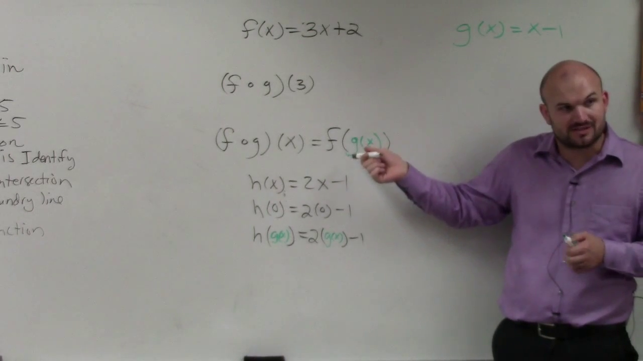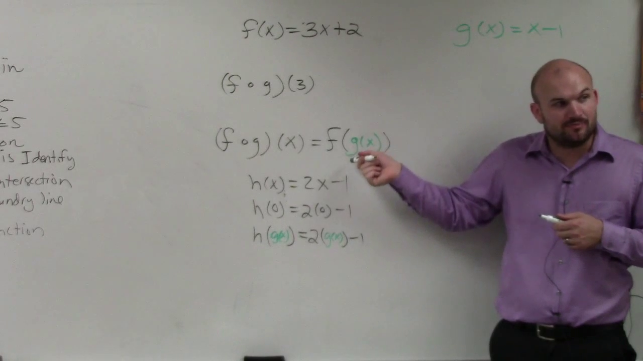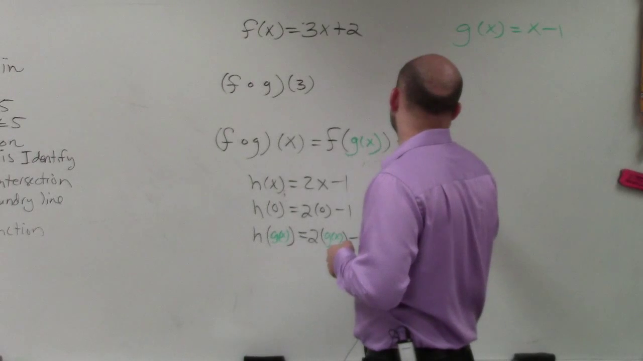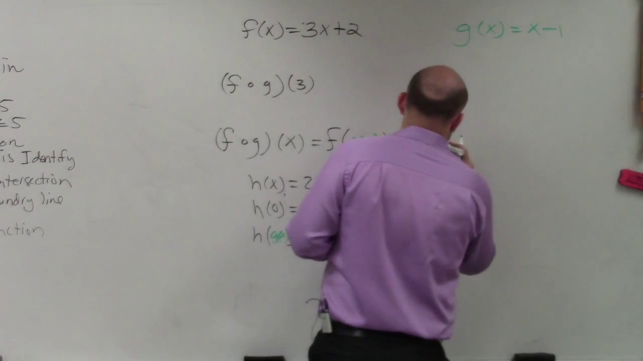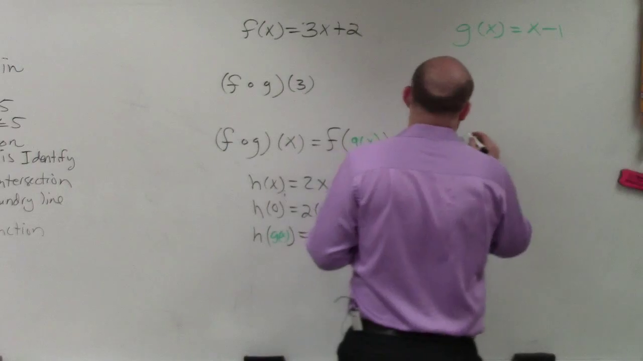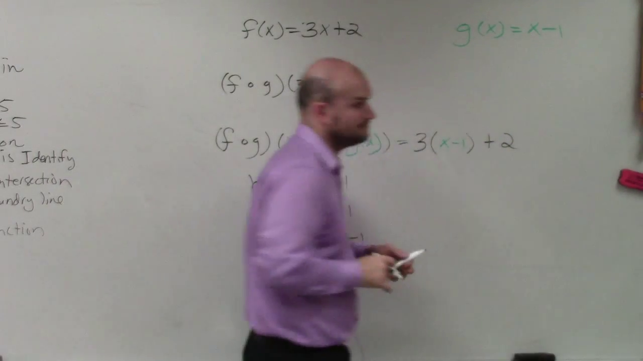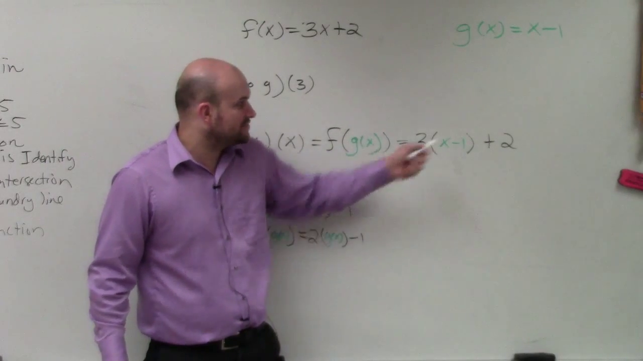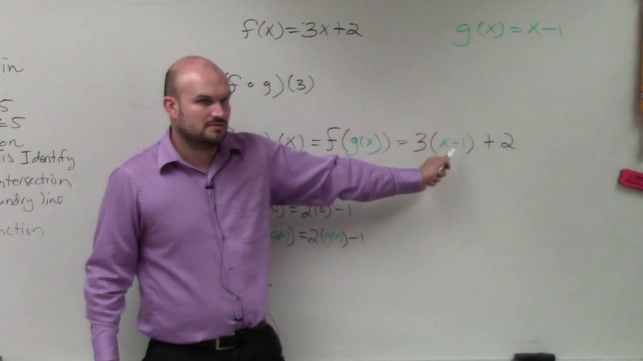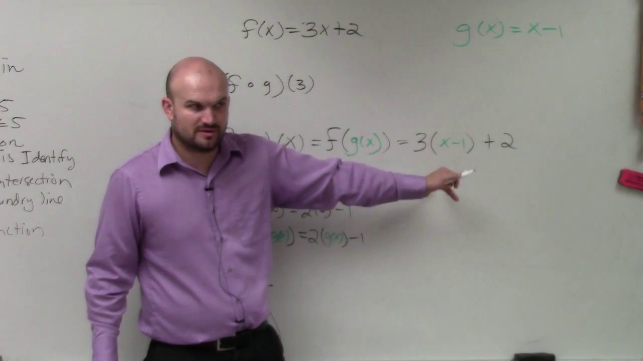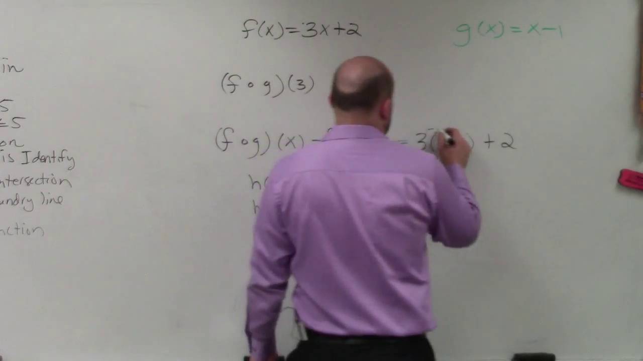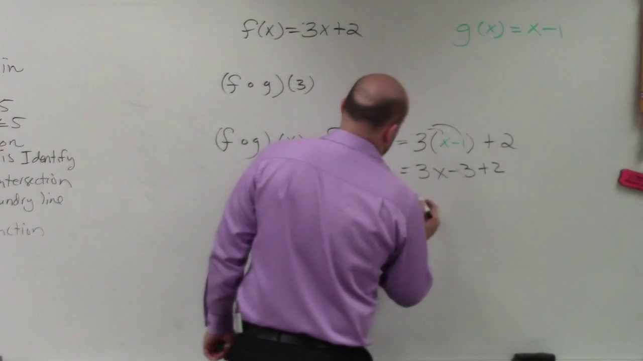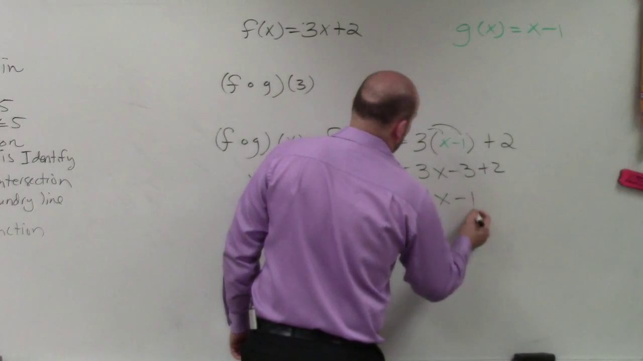If you guys remember that focus lesson, we talked about the input. G of x is now the input. And g of x represents x minus 1. So what this looks like is 3 times g of x, which is x minus 1, plus 2. Do you guys agree with me? Instead of writing g of x, I'm writing what g of x is equal to, which is x minus 1. Does everybody see that? Does that make sense? Anybody have any questions? Then you apply distributive property. And you have 3x minus 3 plus 2, 3x minus 1.